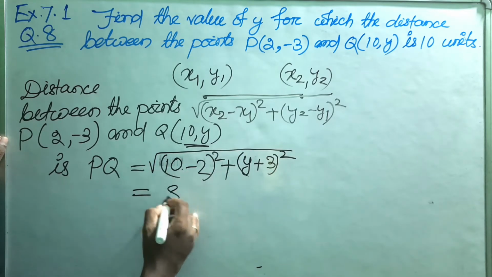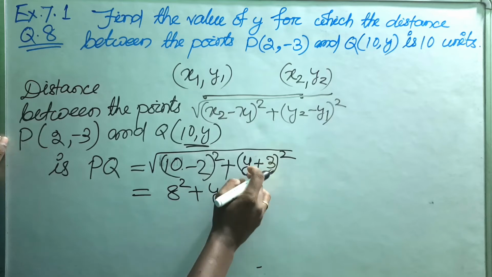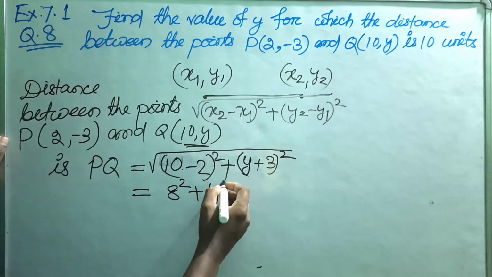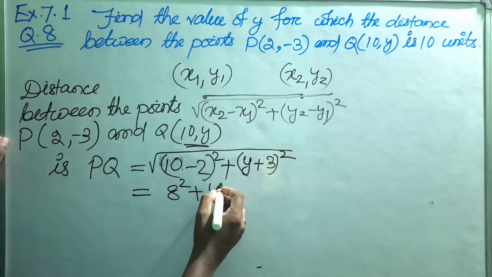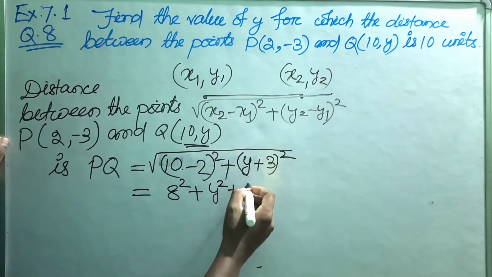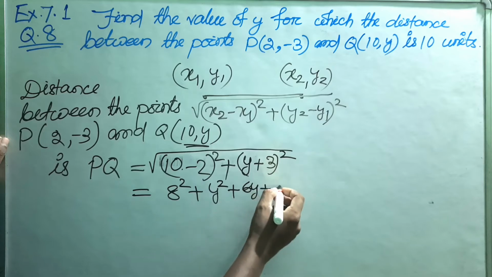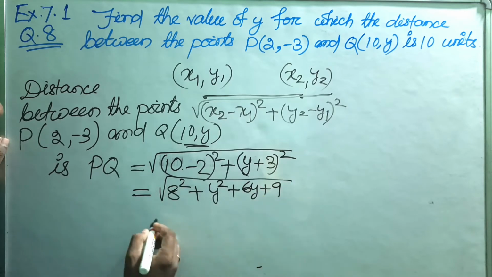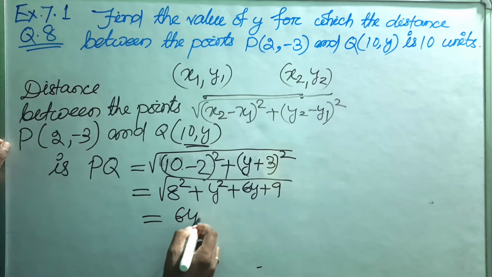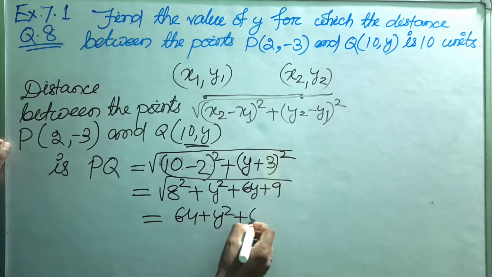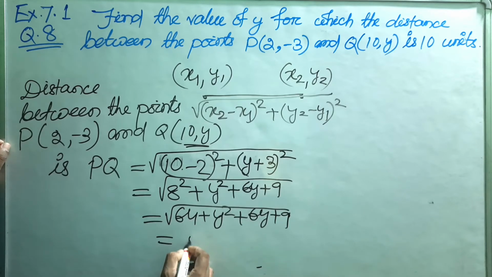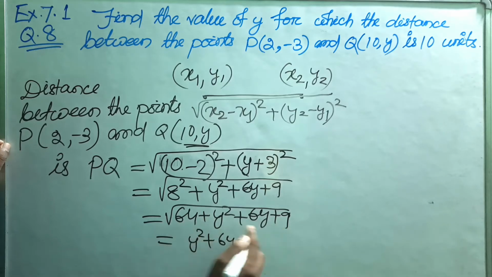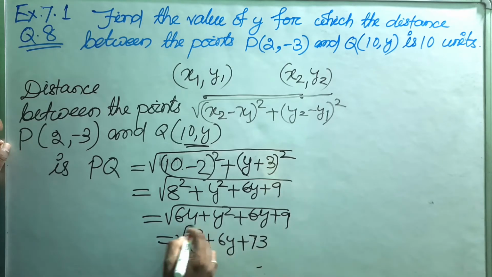Now this becomes 8, so 8 square plus, now apply the identity (a plus b) whole square. What is the identity? a square plus 2ab plus b square. So here it will be y square plus 2ab, that is 6y, plus b square, that is 3 square, is 9. Now square root of this one. Now this becomes 64 plus y square plus 6y plus 9. Now square root of this one. Now this becomes y square plus 6y plus 64 plus 9. Now this becomes 73. Now square root of this one.